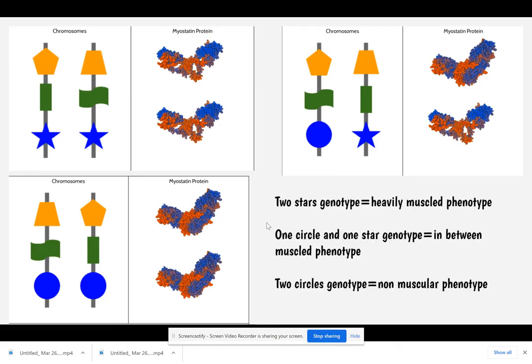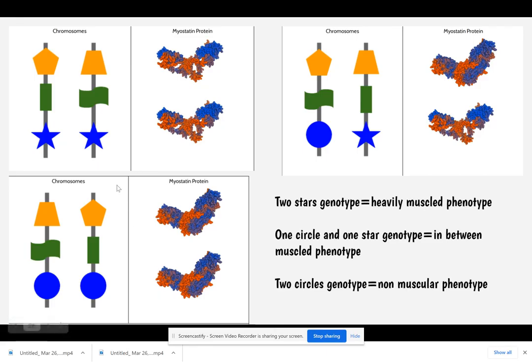Now, we use special words when we talk about these. When we talk about these alleles, when we talk about the two of them together, we call that a genotype, the type of gene that we are seeing. And so 2-star genotype equals a heavily muscled phenotype. 1 circle and 1-star genotype gives us an in-between muscled phenotype. 2 circles genotype gives us a non-muscular phenotype.